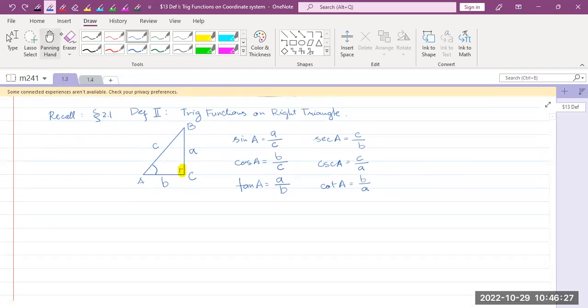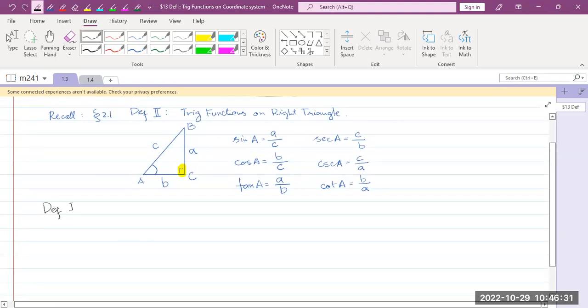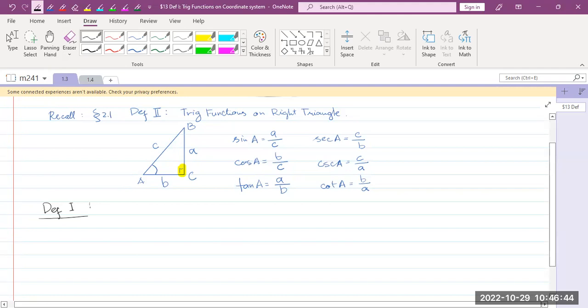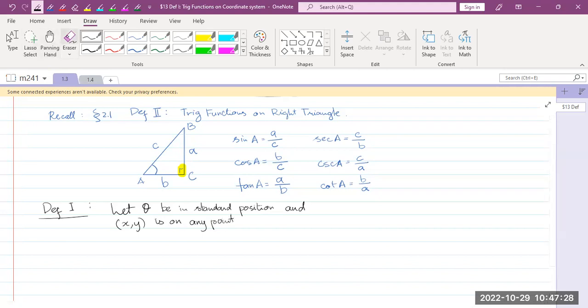Now we go back to definition 1. You will see this definition 1 is not different from the trig functions on the right triangle. In some sense, it is actually extending the idea that we learned from definition 2. We start with the following. Let theta be in standard position. In section 1.2, we learned what an angle in standard position is. And the coordinate (x, y) is any point on the terminal side.